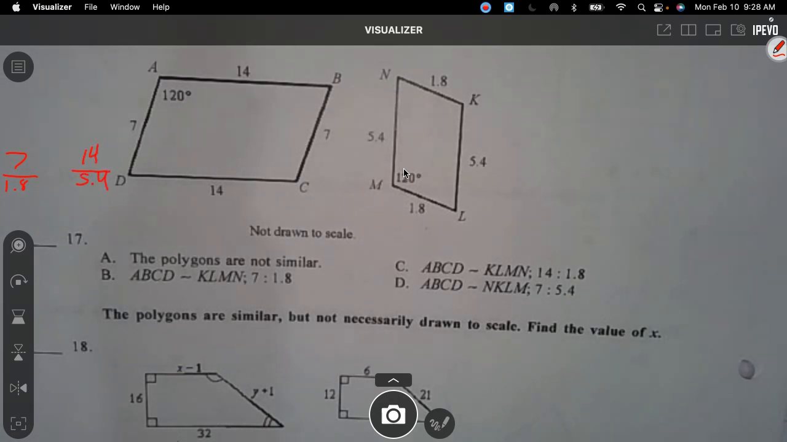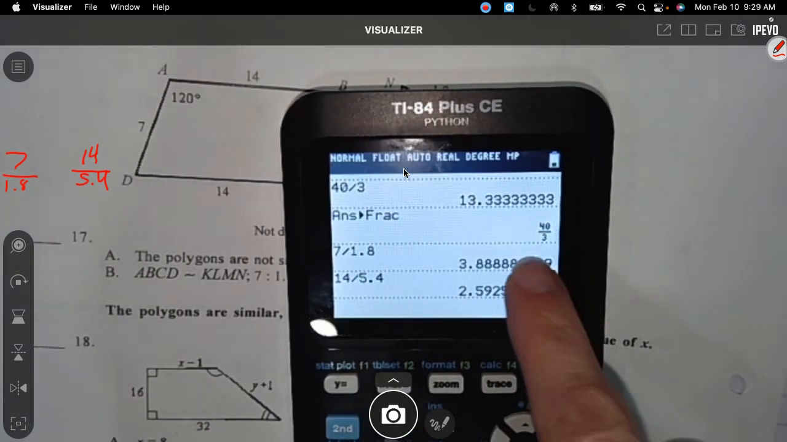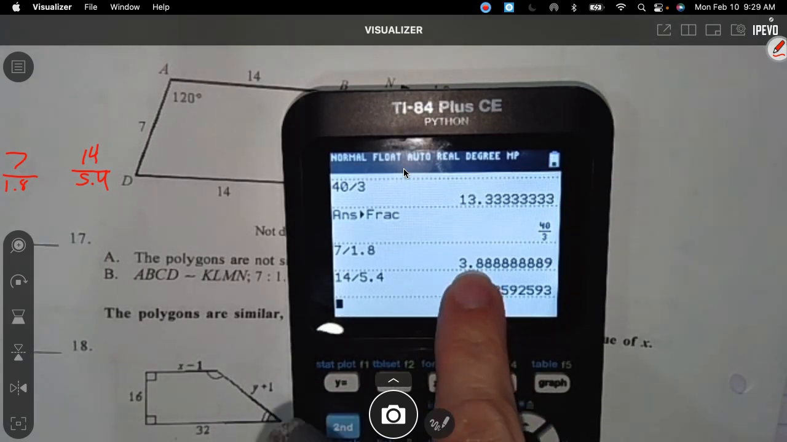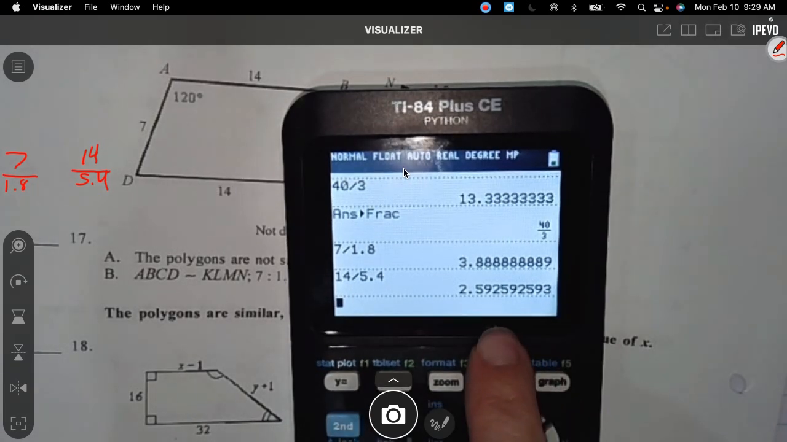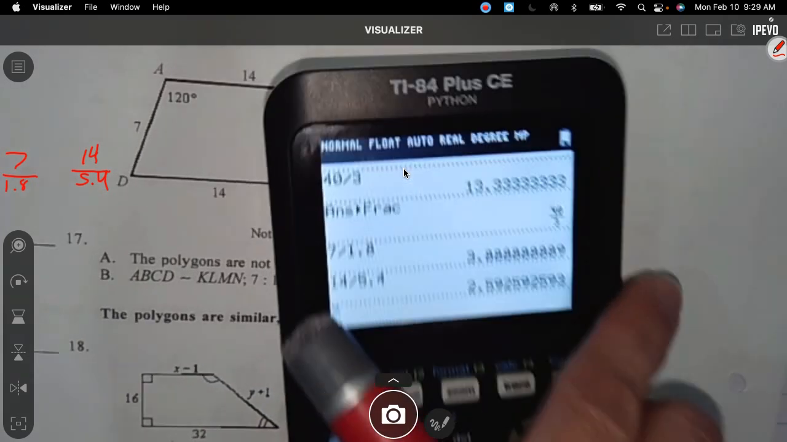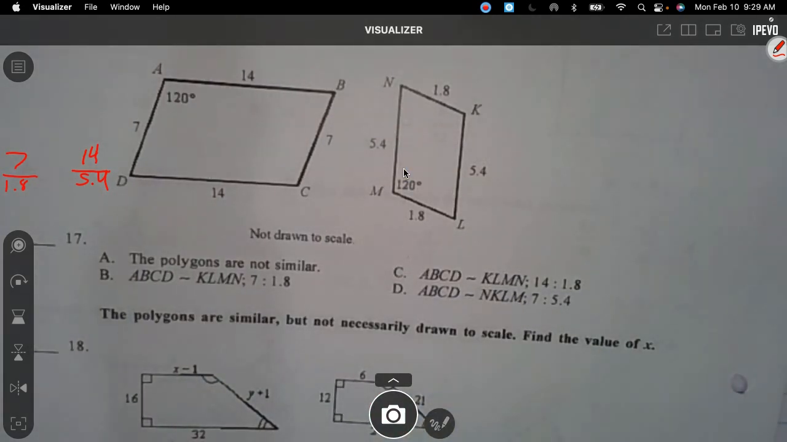5.4. The first thing we need to do is make sure that those are the same thing. Since it's already a decimal, let me just divide. Notice if I divide 7 by 1.8, I get 3.8 repeated. If I divide 14 by 5.4, for those to be proportionate, it must also be 3.8 repeated. Is it? So they are not similar. They had to be proportionate. Does that make sense? All right.